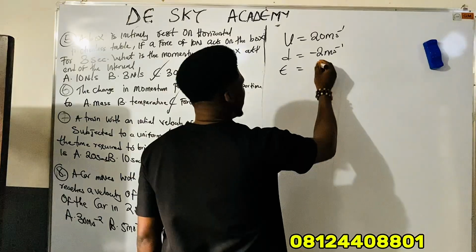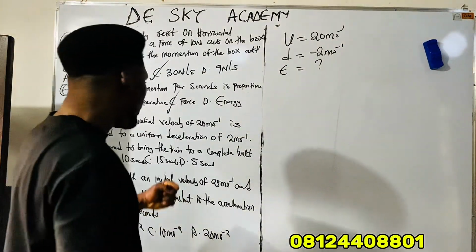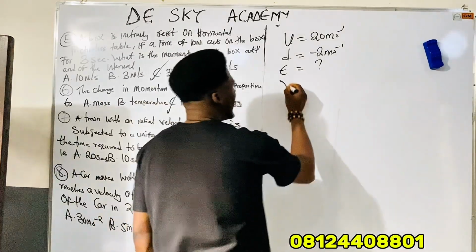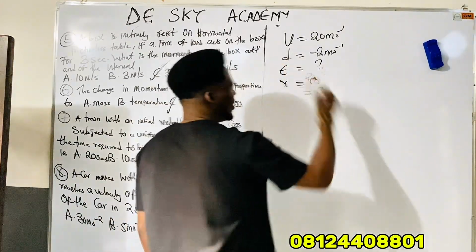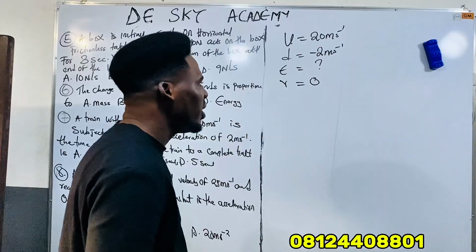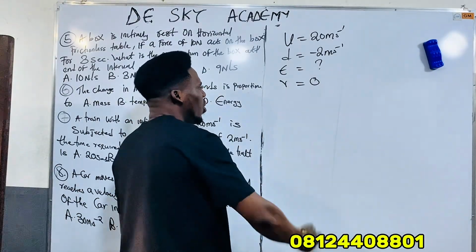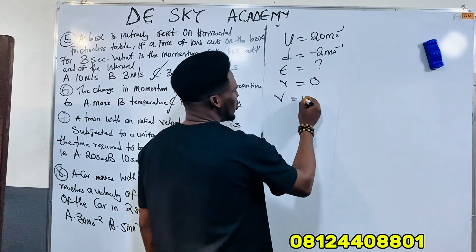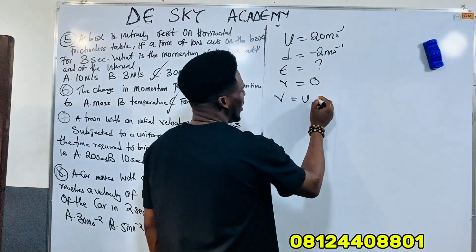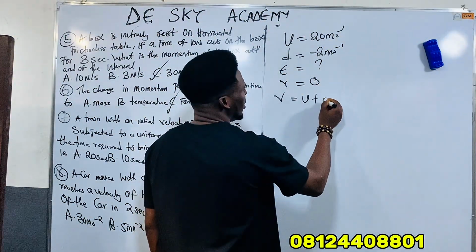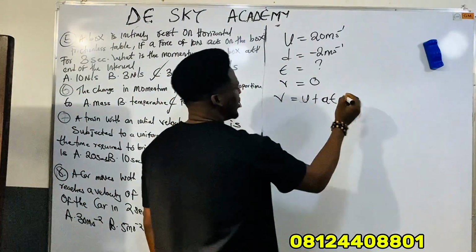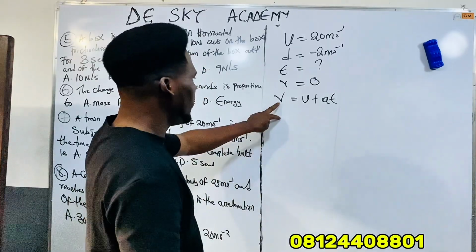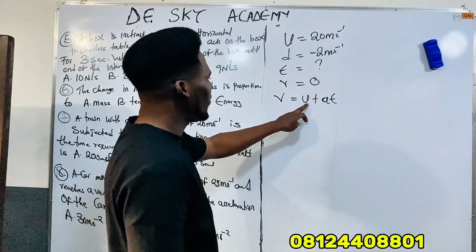Then they said the time required to bring the train, that means we are looking for the time. What is the time? We don't know. To a complete halt. Halt means to a complete stop. That means the final velocity is equal to what? 0. So what formula are you going to apply? You apply the first law of motion, which says that V is equal to U plus AT, where V is the final velocity, U is the initial velocity.